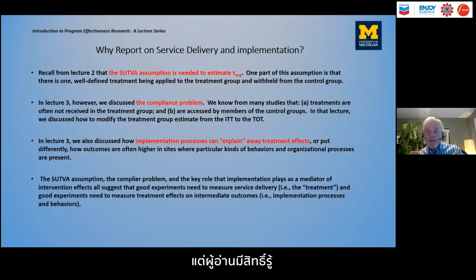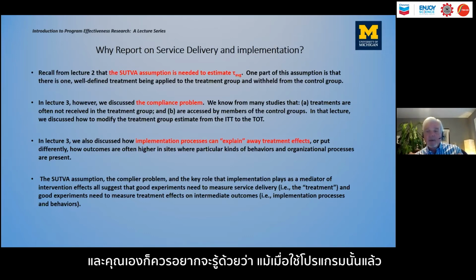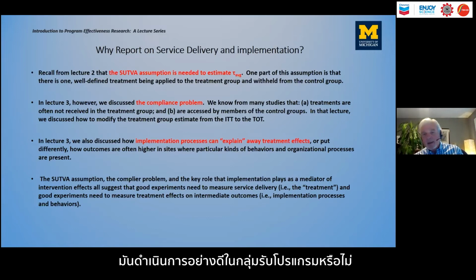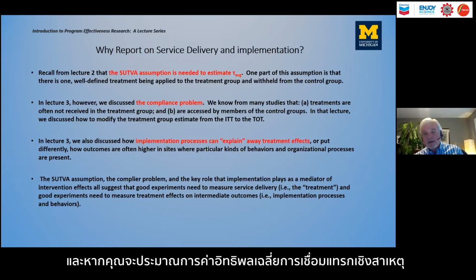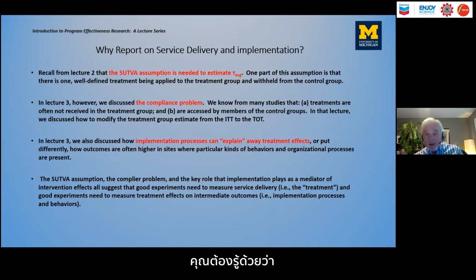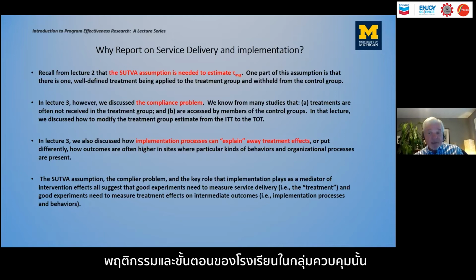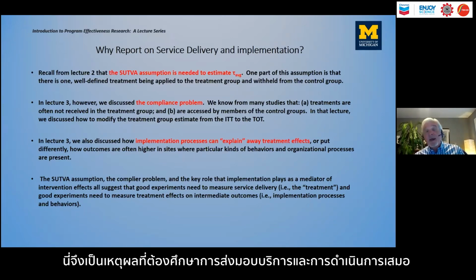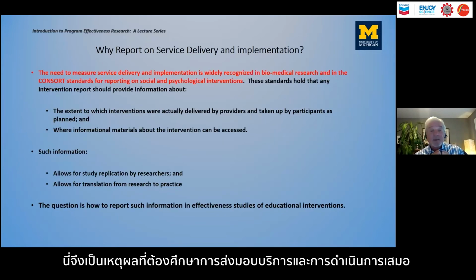But readers have a right to know, and you yourself should want to know, whether, even when the treatment was applied, it was implemented well in the treatment group. And if you're going to estimate average causal mediation effects, you need also to know how much the behaviors and processes in control schools mirrored the implementation processes in treatment schools. So these are reasons, theoretically, for always studying service delivery and implementation.